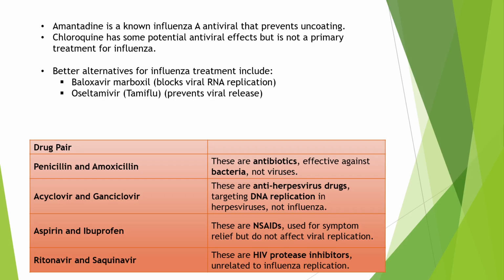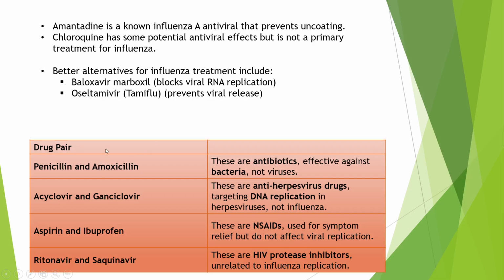So, amantadine is a known influenza A antiviral that prevents uncoating. Chloroquine has some potential antiviral effects, but it is not well established, so it is not a primary treatment for influenza. Better alternatives for influenza treatment are baloxavir marboxil, which blocks the key step of viral RNA replication, and oseltamivir, that is Tamiflu. This is also very widely used and it prevents the viral release.